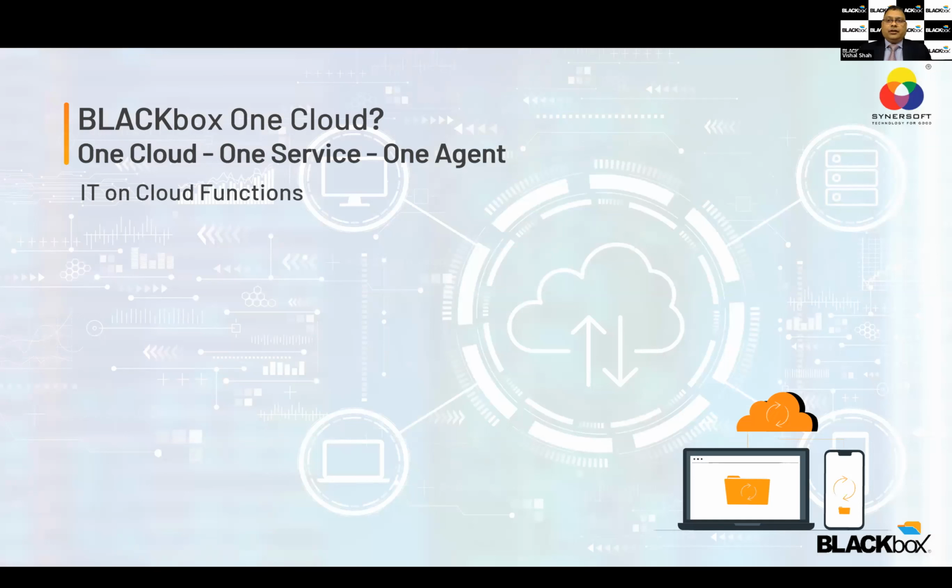So before I demonstrate the product, BLACKbox OneCloud, I would like to explain what kind of functions are required by any organization when it wants to take its business on cloud. Ideally, as an IT strategist, you would focus on three things. First is data preservation. You would like to make sure that your data is not lost because of deletion, ransomware, disaster, or hardware failure, because data loss relates to business continuity.